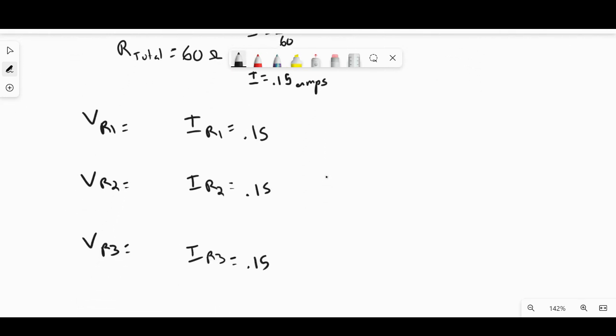Voltage at resistor 1 is going to be equal to current times resistance. So 0.15 times 10 ohms. And voltage across resistor 1 is going to be equal to 1.5 volts. If we do 0.15 times 10, we get 1.5 volts.